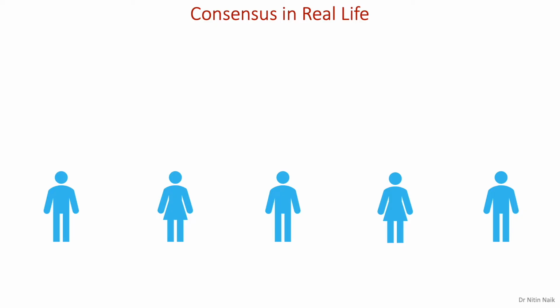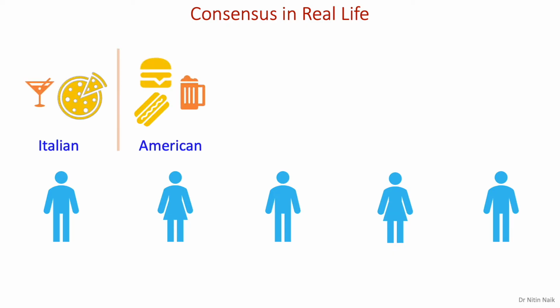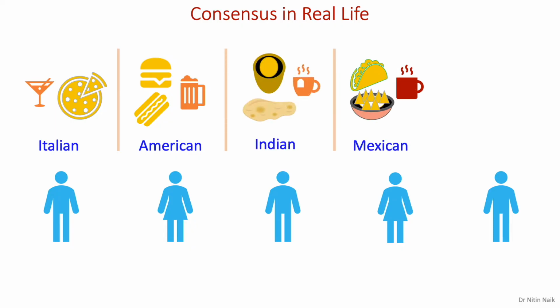Consensus is the most crucial element of decision making that occurs in every aspect of our life. Now let's look at an example. Suppose five friends are going out for a meal together, but they have different opinions regarding which restaurant to go to. First person wants to go to an Italian restaurant, second person wants to go to an American, third person wants to go to an Indian, fourth person wants to go to a Mexican, and fifth person wants to go to a Japanese restaurant.